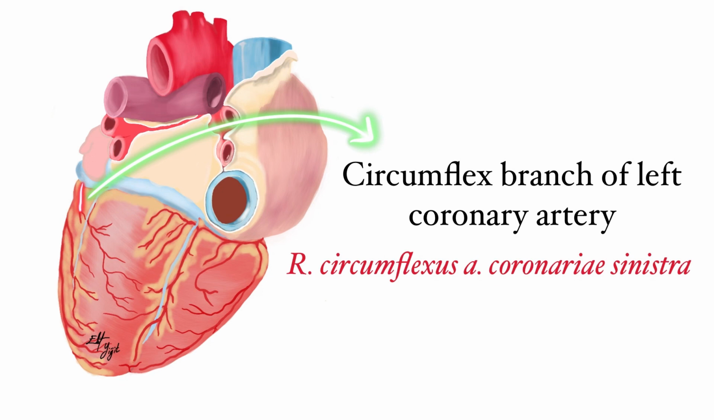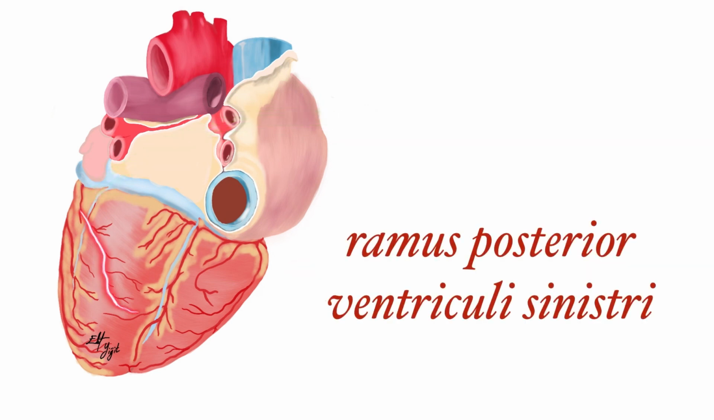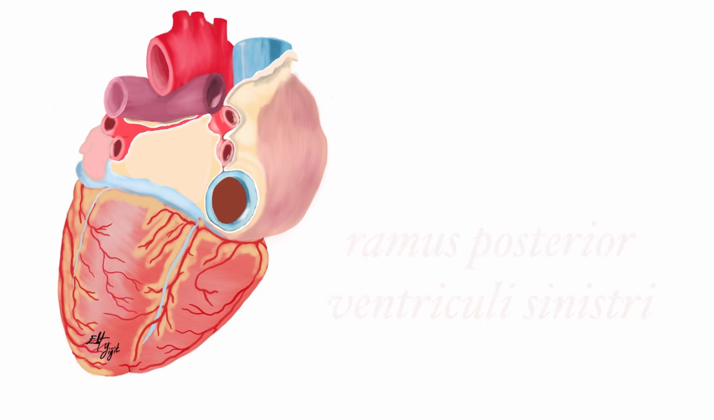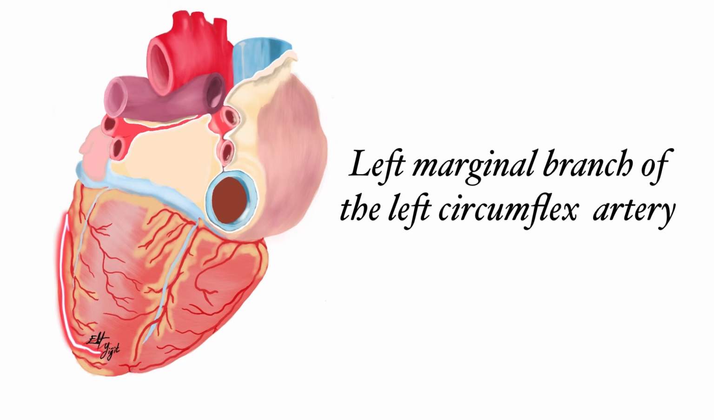It also gives branches to the left ventricle. Ramus posterior ventriculi sinistri. This artery is located on the posterior side of the left ventricle. When you pay attention to the nomenclature of this artery, you can understand where it is located. Posteriorly on the left ventricle. Ramus posterior ventriculi sinistri. On the left margin of the heart, there is left marginal branch of the circumflex artery.